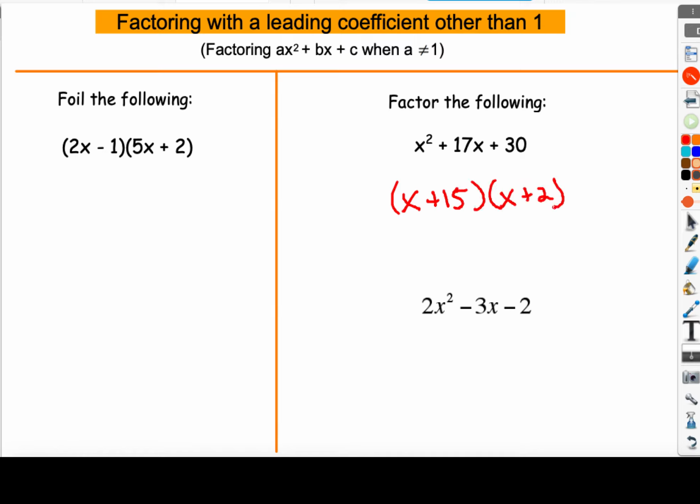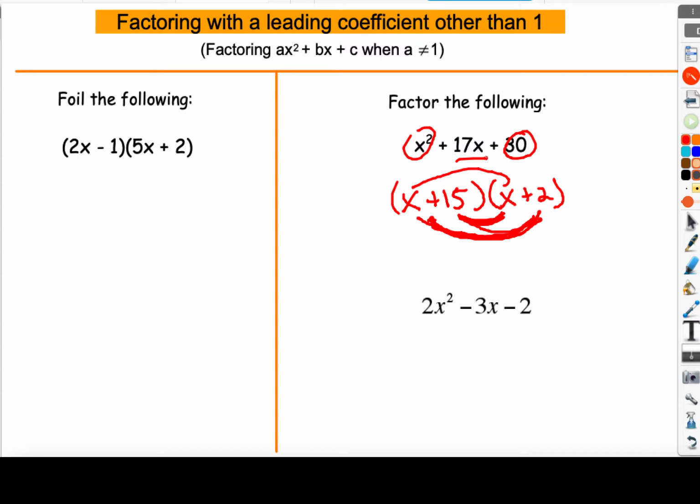and 2, x plus 15 times x plus 2, where x squared multiplies to that front term, 15 times 2 multiplies to 30 here, but x times 2 and 15 times x are going to add together. Those outside-inside terms add together and give you 17x. It's a little trickier than that, though, when our leading coefficient's not a 1.